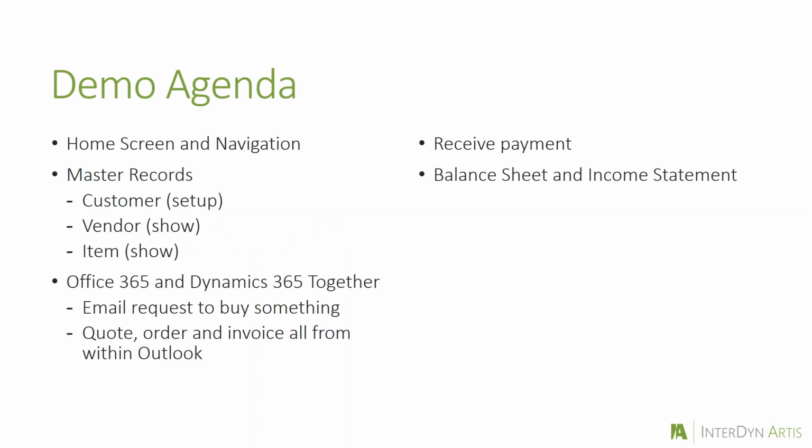Here's what we're going to show you. We're going to show you the home screen, a little bit of the navigation. We're going to take a look at the master records. And then, as I said, the highlight: we're going to show you Dynamics 365 in your email. It's really neat. Then we'll finish up with taking a look at the balance sheet and income statement, because obviously, financial statements are one of the main parts of an accounting system.